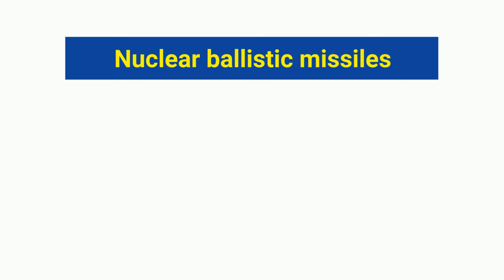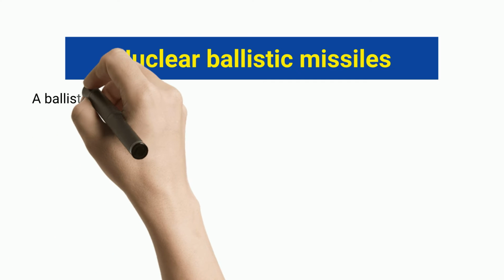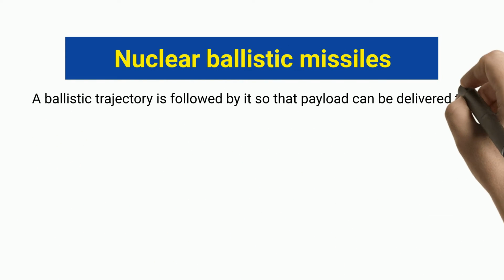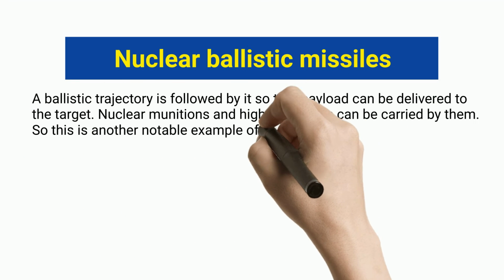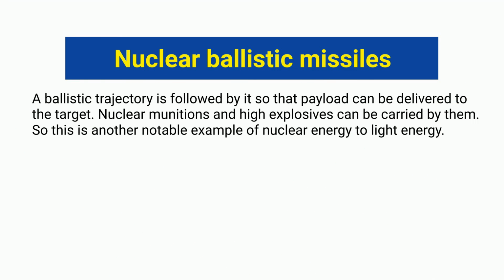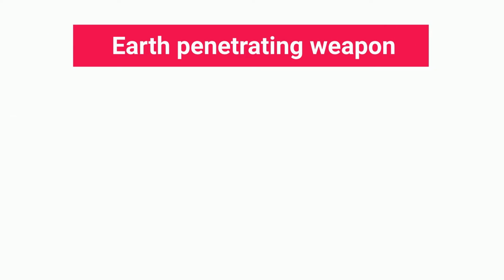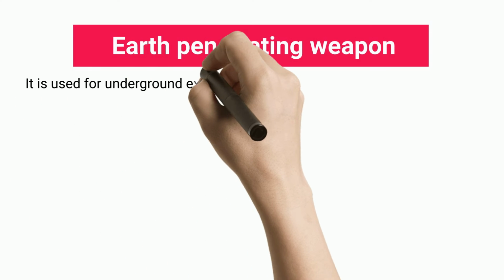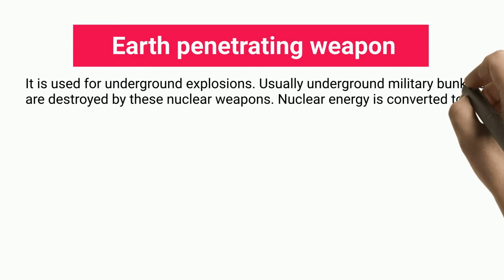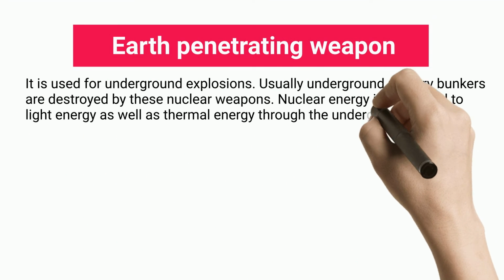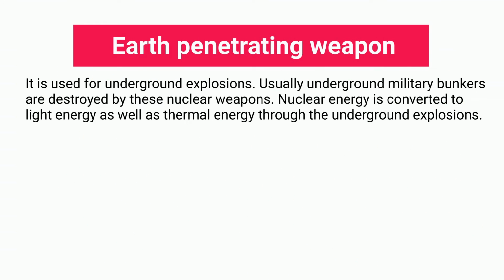Nuclear ballistic missiles. A ballistic trajectory is followed by it so that payload can be delivered to the target. Nuclear munitions and high explosives can be carried by them. So this is another notable example of nuclear energy to light energy. Earth-penetrating weapon. It is used for underground explosions. Usually underground military bunkers are destroyed by these nuclear weapons. Nuclear energy is converted to light energy as well as thermal energy through the underground explosions.